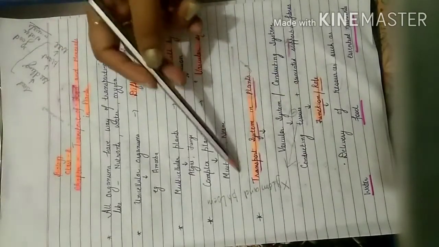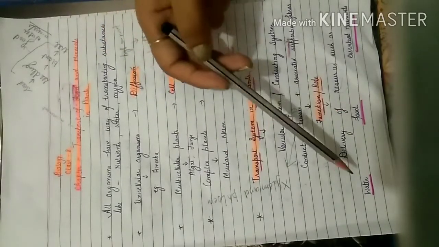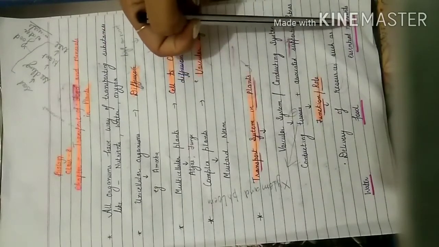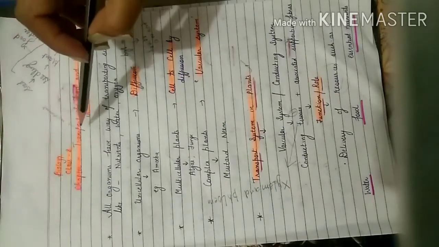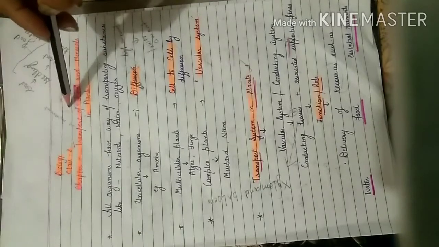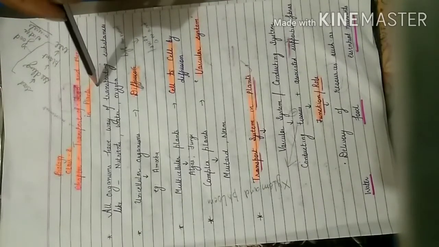So what is the role of this system? Its role is to deliver resources. What type of resources? Water, food, essential nutrients, minerals, right? So what we have studied here is the transportation of food and minerals in plants, that is the movement of food, water and other essential nutrients in plants.